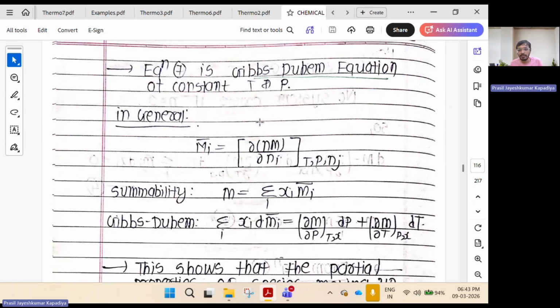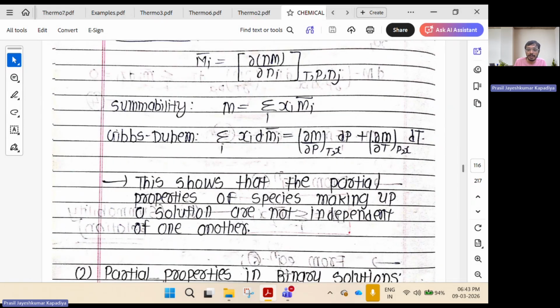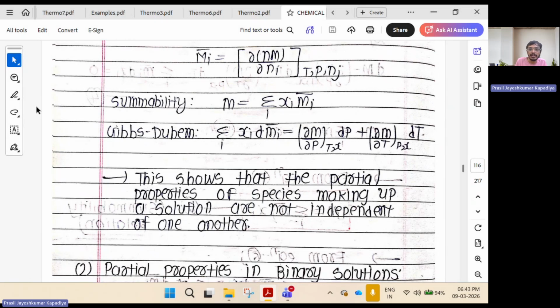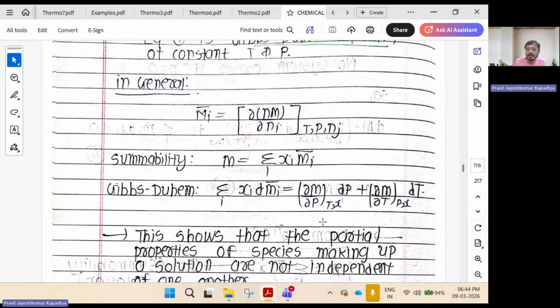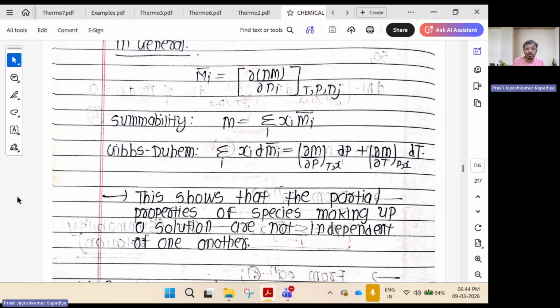So in general, what we have defined is that the partial molar property of component i is del Nm del Ni at T, P, Nj. We derived the summability rule, that is m is equal to summation i xi mi bar, and we derived the Gibbs-Duhem equation, that is summation i xi dmi bar, which is equal to del m del p dp plus del m del t dt. And when we are dealing with equilibrium conditions, constant temperature, constant pressure, this summation xi dmi bar will be equal to 0.